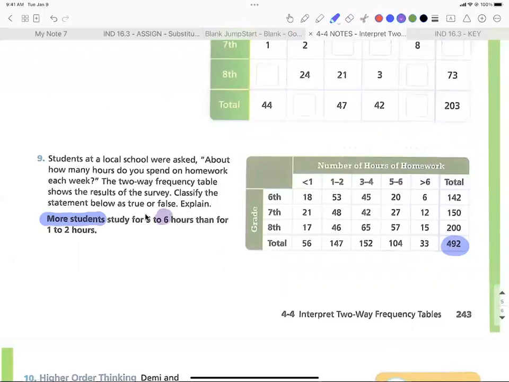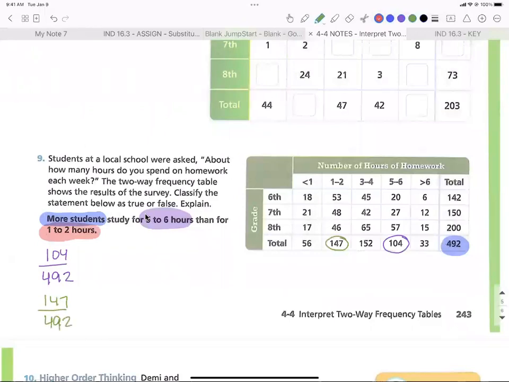Because it's everybody, if I was going to write this as a ratio, let's look at the 5 to 6 hour studiers. I would say that 104 out of all students, which is 492, is the ratio of the 5 to 6 hour studiers. Now, if I look at the data of the 1 to 2 hour studiers, these are these guys right here that study 1 to 2, it's 147 out of all the students, 492.